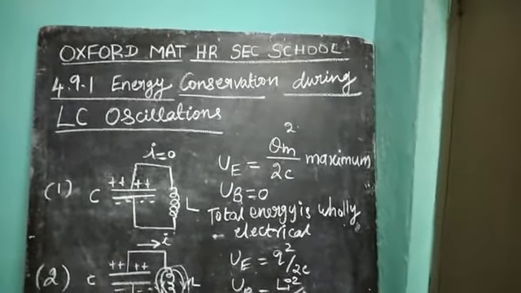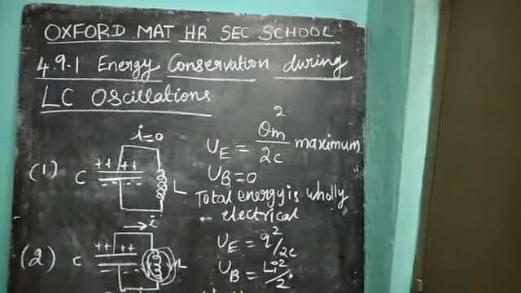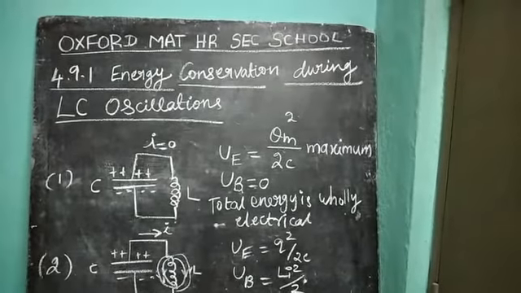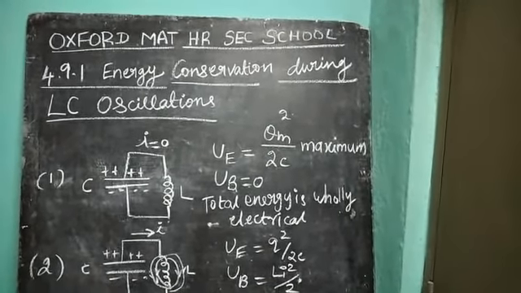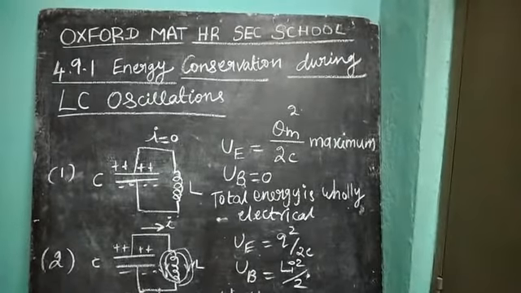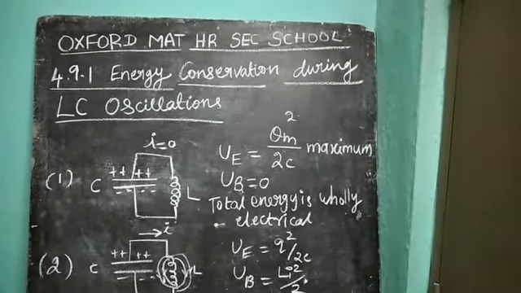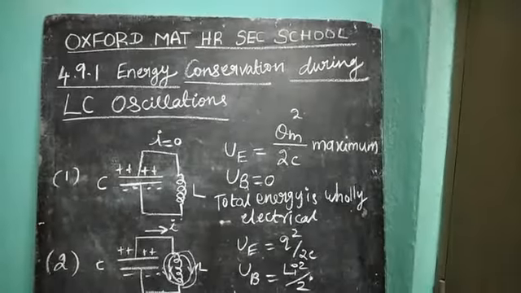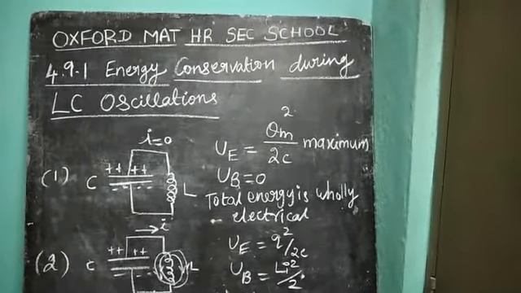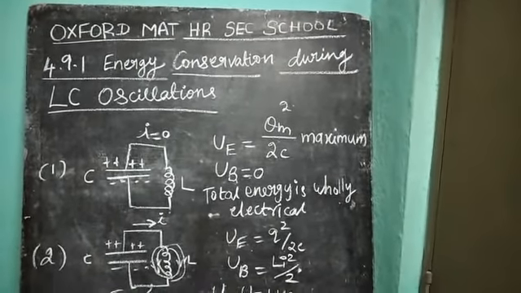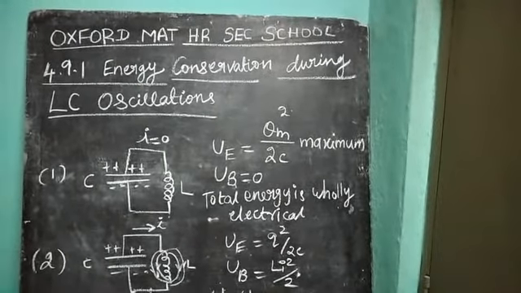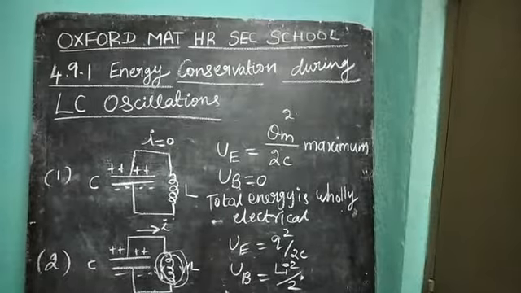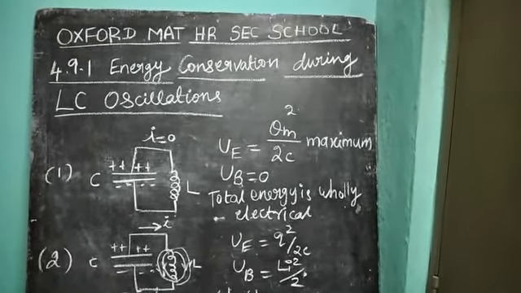Now I am going to teach 12th standard physics lesson number 4, content number 4.9.1, energy conservation during LC oscillations. Already we learned in lesson 1 that in a capacitor, energy is stored in the form of electric field. In lesson 3, in an inductor, energy is stored in the form of magnetic field.